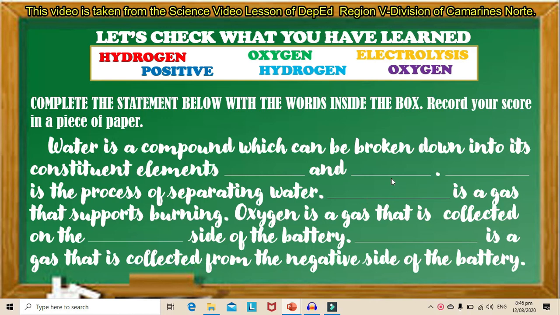Let's check what you have learned. Complete the statement below with the words inside the box. Record your score on a piece of paper. Water is a compound which can be broken down into its constituent elements, blank and blank. Blank is a process of separating water. Blank is a gas that supports burning. Oxygen is a gas that is collected on the blank side of the battery. Blank is a gas that is collected from the negative side of the battery.